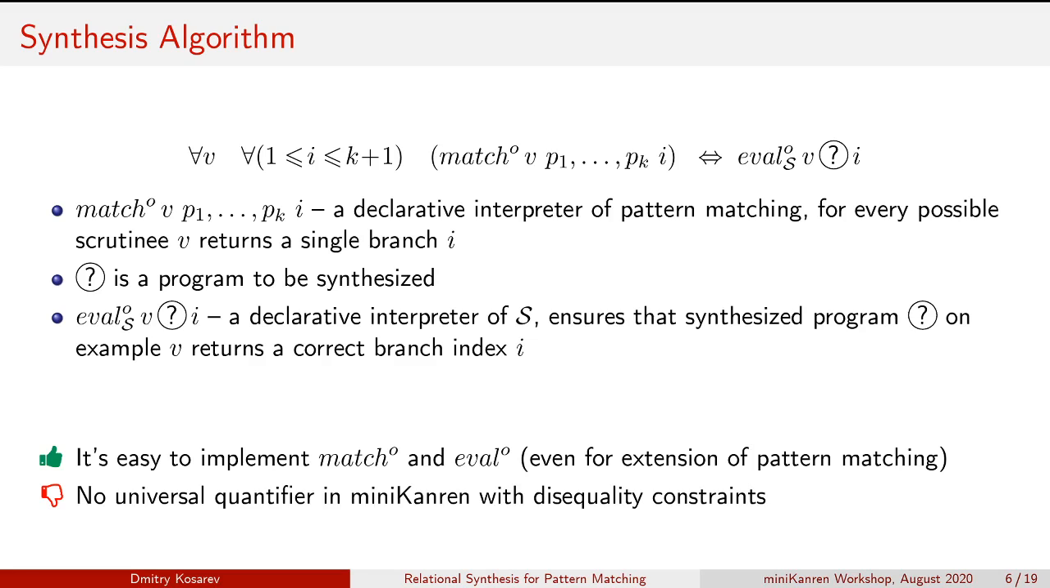The downside of this encoding is that we have a universal quantifier in formula, but miniKanren isn't really good at dealing with universal quantifiers. We also have disequality constraints under the hood, so using eigen is not an option too. So we decided to eliminate this universal quantifier.